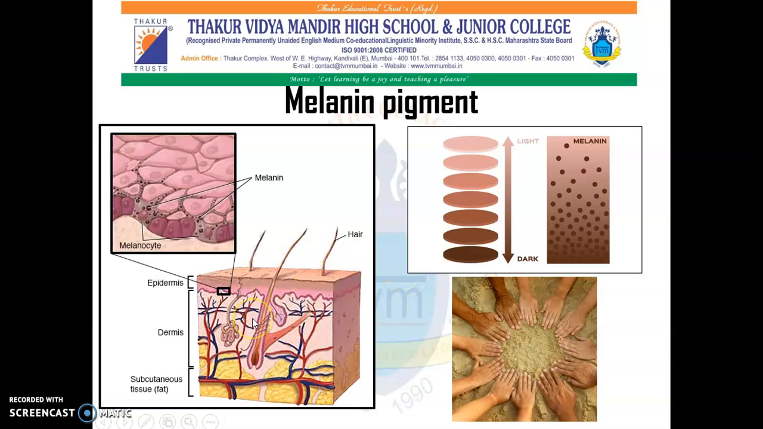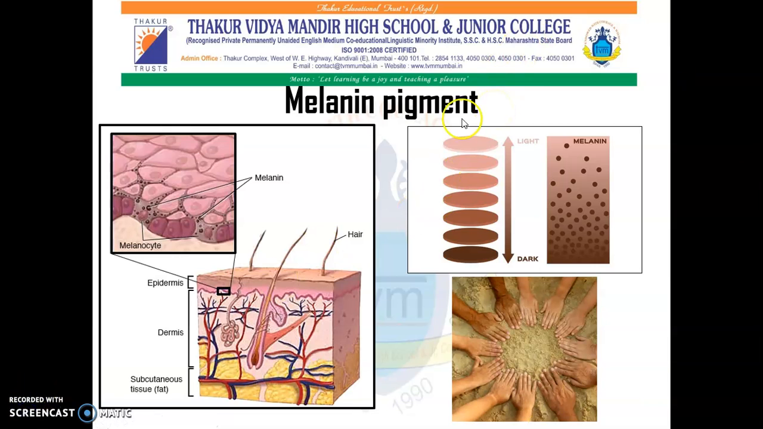Melanin pigment. A pigment called melanin is present in the cells of the epidermis. As shown over here in the picture, you can see this is the epidermis and the picture of this layer is enlarged and shown over here, which contains melanin pigments. And there are melanocytes that secrete the melanin pigments. The melanin is synthesized in certain cells, which are called melanocytes.